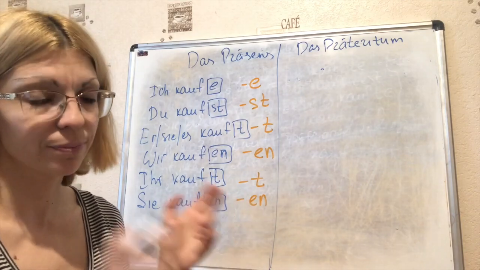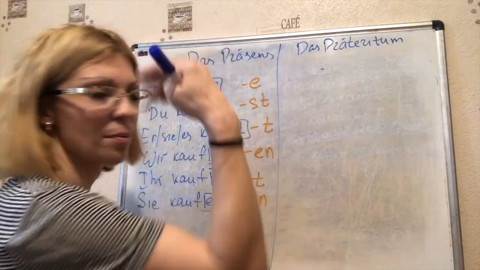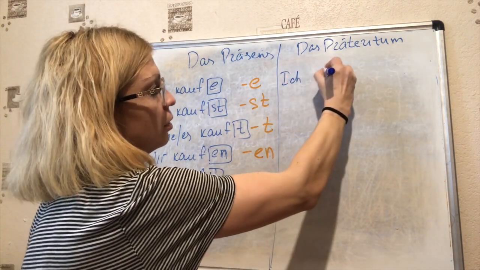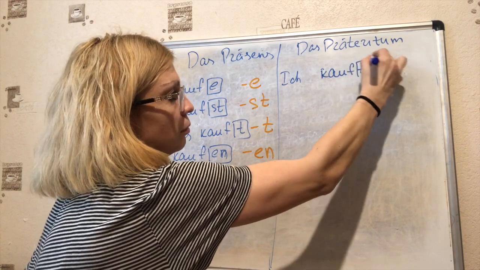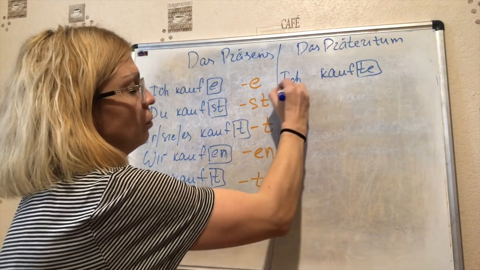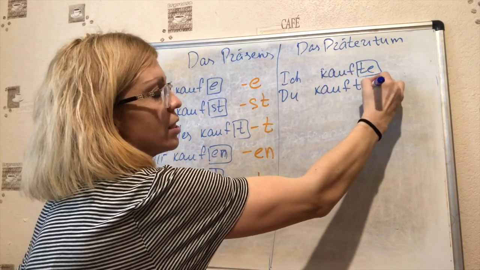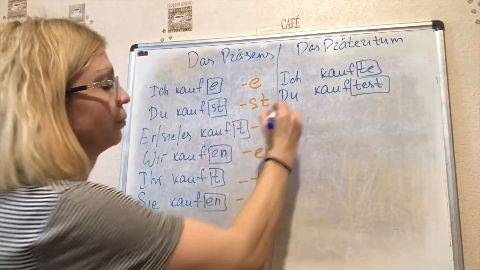Now we are going to conjugate the verb kaufen in the past tense, das Präteritum. Follow me, please. I bought a book. Ich kaufte ein Buch. You bought a book. Du kauftest ein Buch.